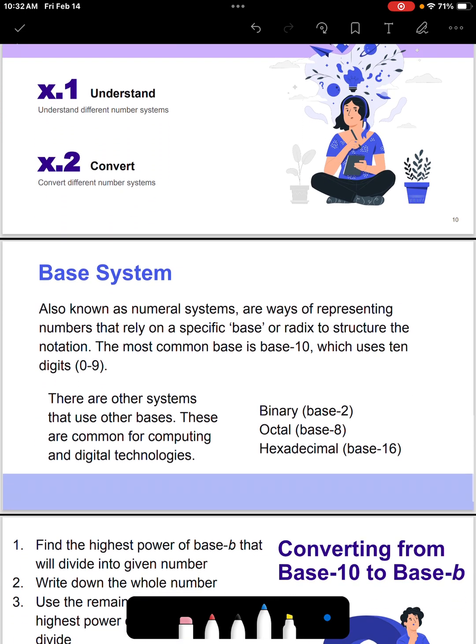Now, the other work we need to do is base systems. Also known as a numerical system, these are ways to represent numbers that rely on a specific base or radix to structure the notation. The most common is base 10, which uses 0 to 9. So base 10 is our counting system. That's what you're used to. That's 0, 1, 2, 3, 4, 5, 6, 7, 8, 9. Other systems that use other bases are common for computing and digital systems. So binary, base 2, octal, base 8, and hex, base 16.